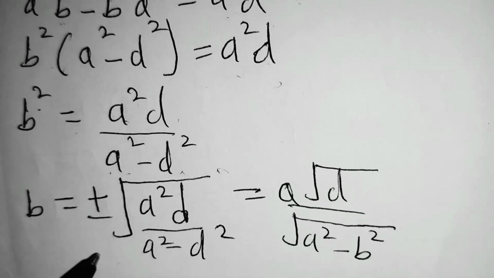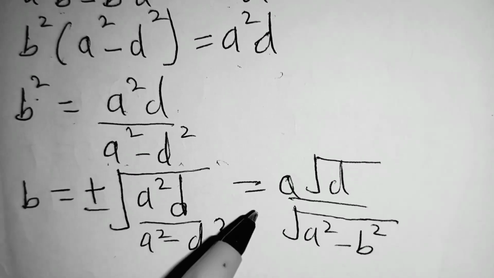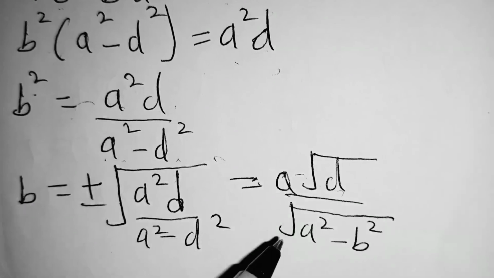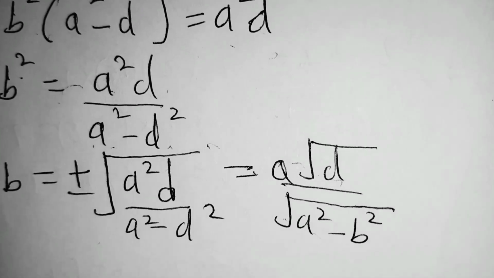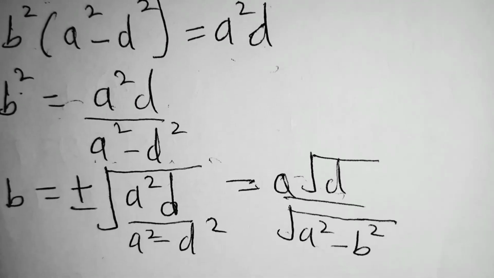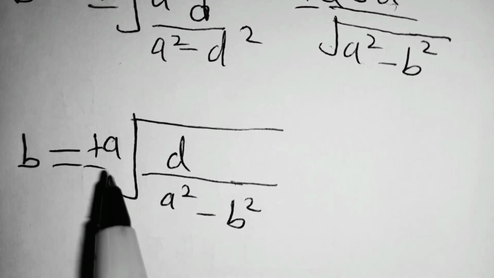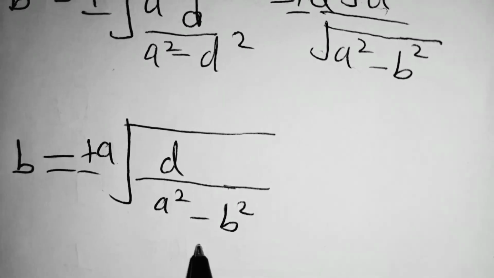Then from there we take the square root both sides. The square root of a squared will be a, root of d divided by root of a squared minus d squared. So b is equal to plus or minus a square root of d divided by a squared minus d squared.